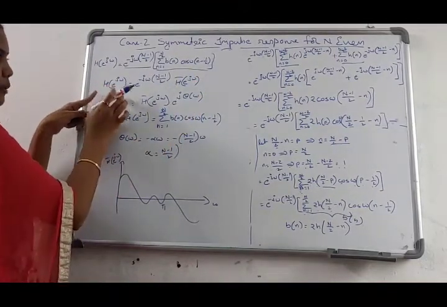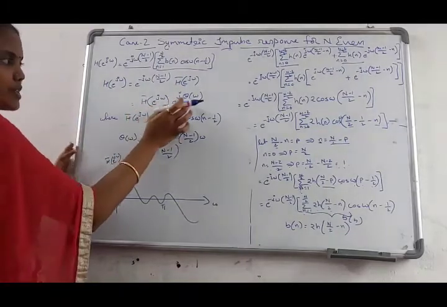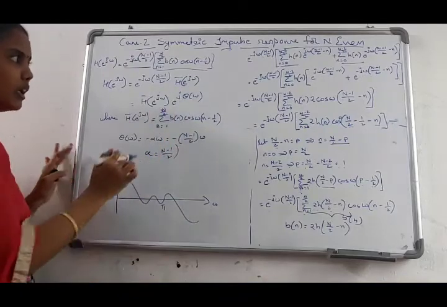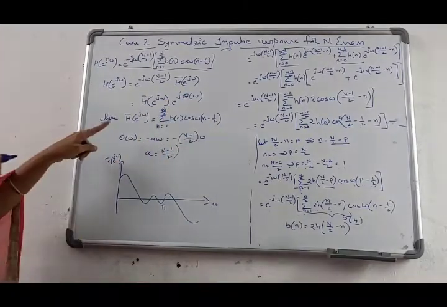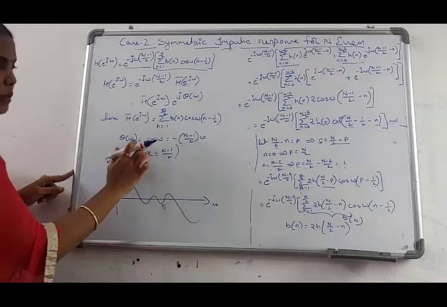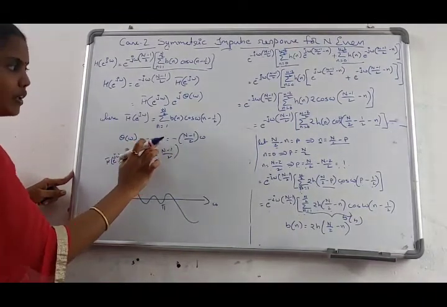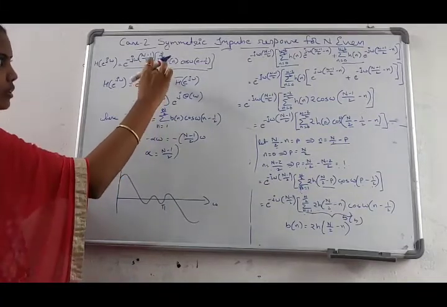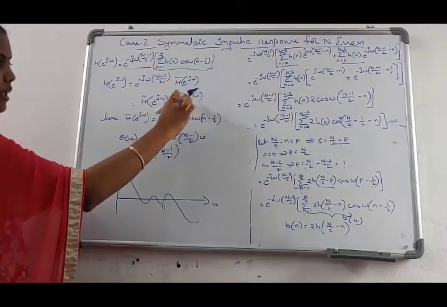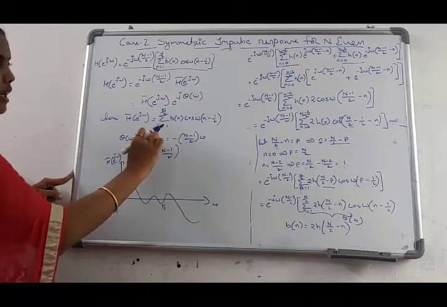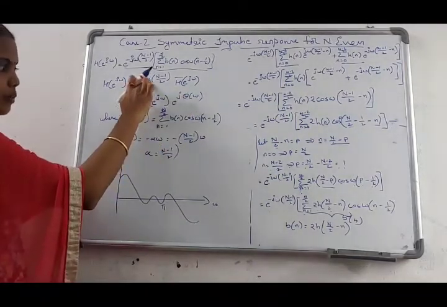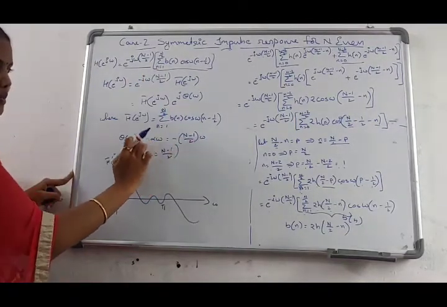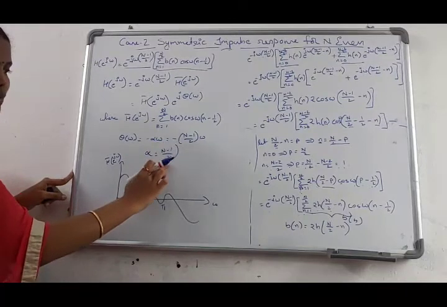Now complete H of e power j omega is what? The magnitude response and phase response: H bar of e power j omega into e power j theta of omega. Here theta of omega is nothing but minus alpha of omega. If you remove omega, what is the alpha value? (N minus 1) by 2 into omega. So minus minus get cancelled. Alpha is equal to what? (N minus 1) by 2.